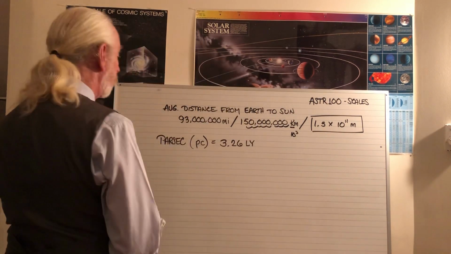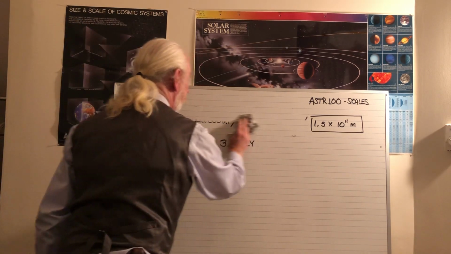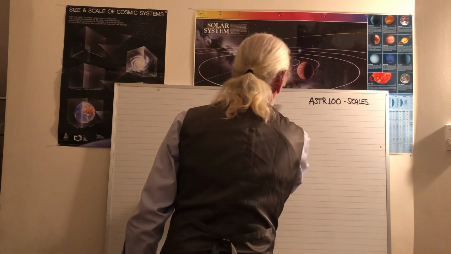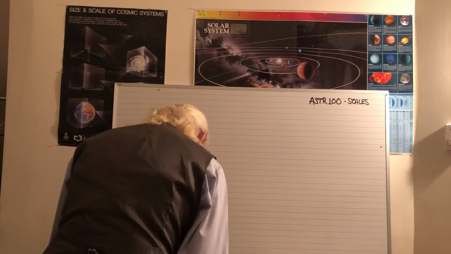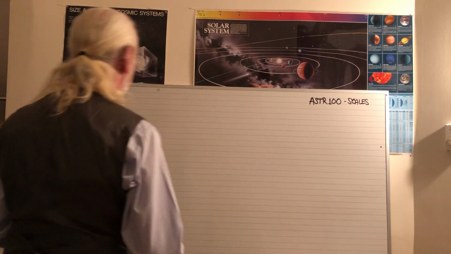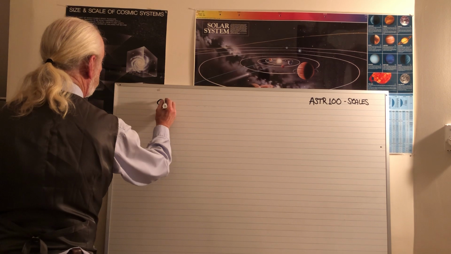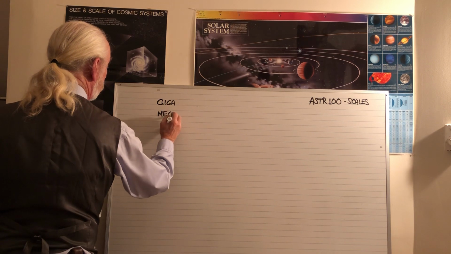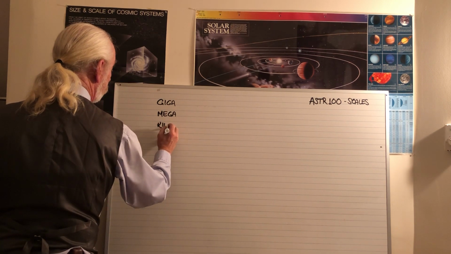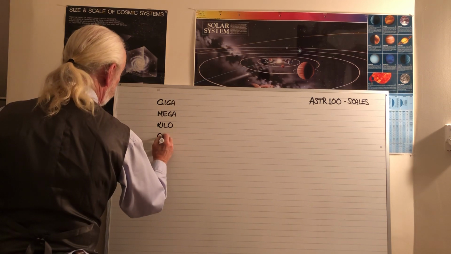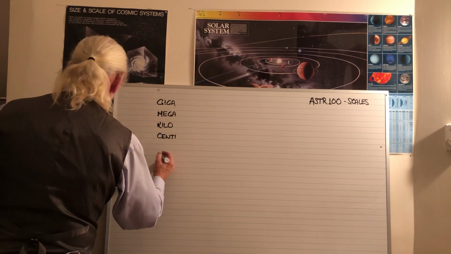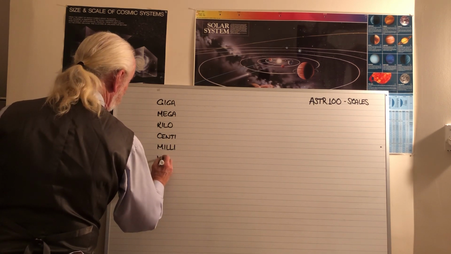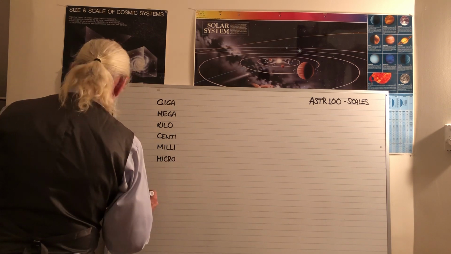We're going to have to do some metric prefixes. So you may as well get used to those. The ones we're going to concern ourselves with are giga, or giga if you're fussy about it, mega, kilo, centi, milli, micro, and nano.